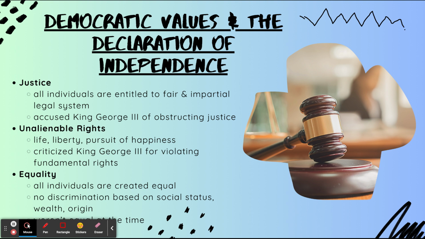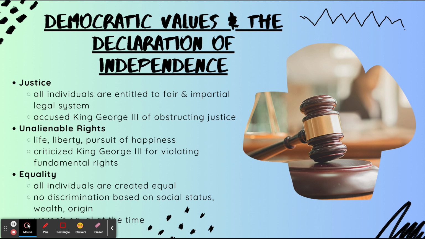The third democratic value is kind of related to justice, it's kind of related to unalienable rights, and that is equality. In terms of the Declaration of Independence, equality is referencing that all individuals are created equal. It condemns Great Britain for creating laws and systems which created inequality. So it is especially emphasizing taxation without representation, saying that people that lived in the colonies did not have an equal say in the laws that they were creating.